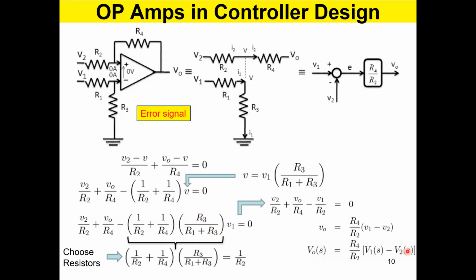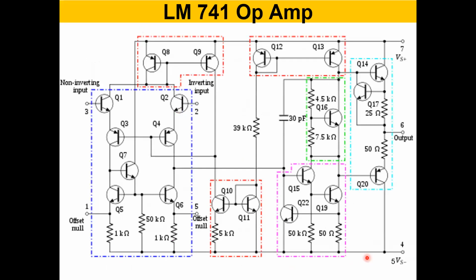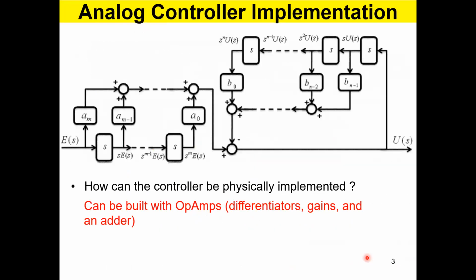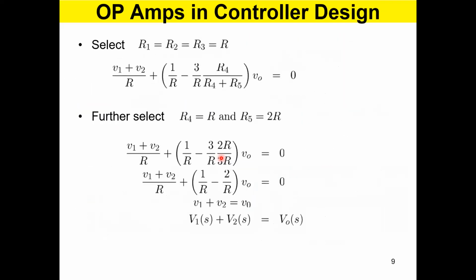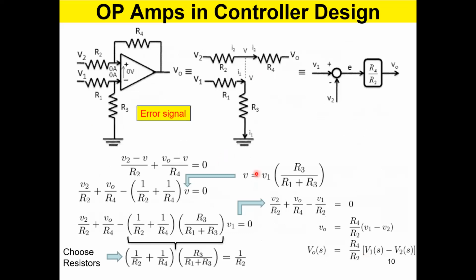Eventually, what comes out is R4 over R2, where R4 is here, times V1 minus V2, the difference of the two. So if you want to get the difference of two signals, like over here in your control implementation, the summing point plus minus, you can do it like this. Therefore, everything that we need to physically implement an analog controller is possible using op amps.